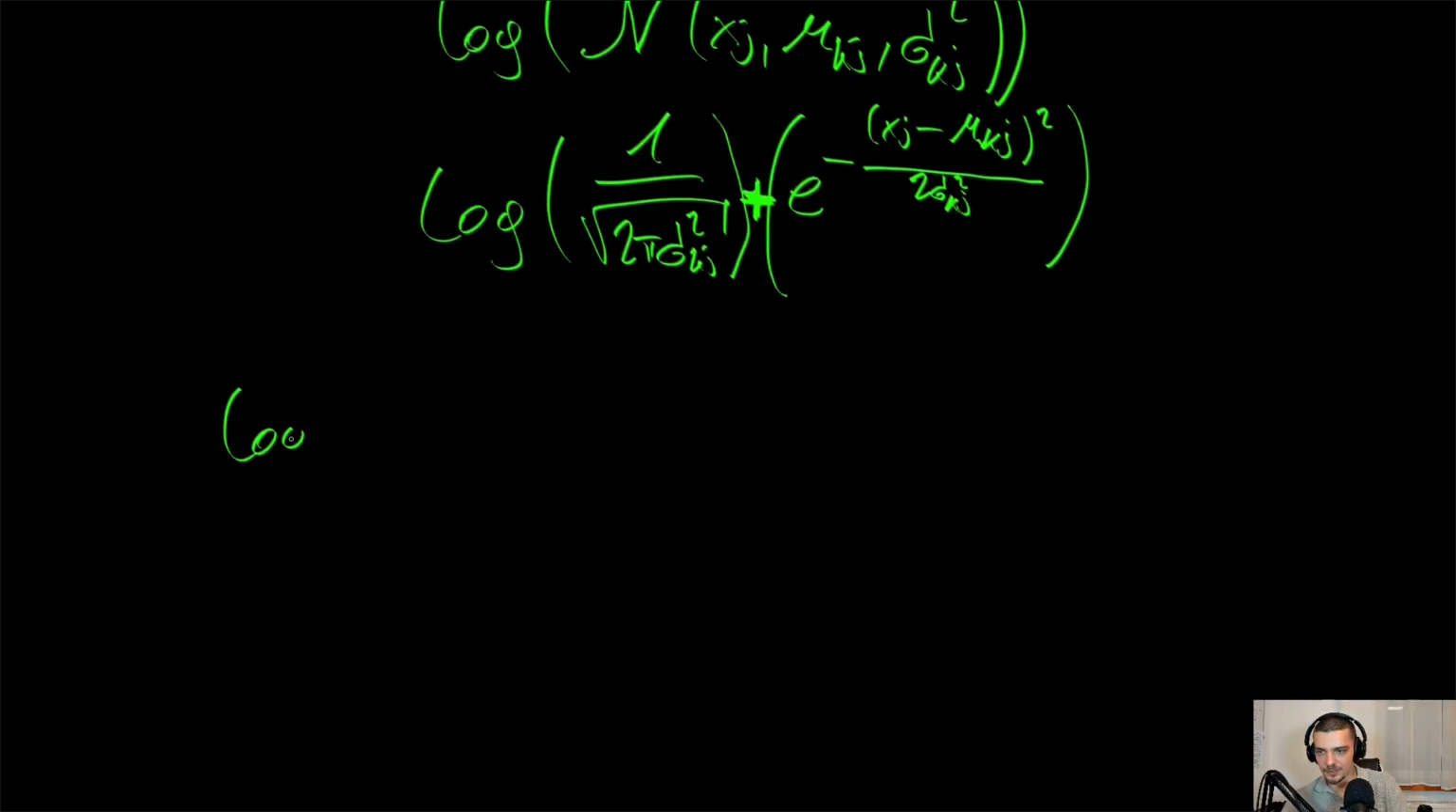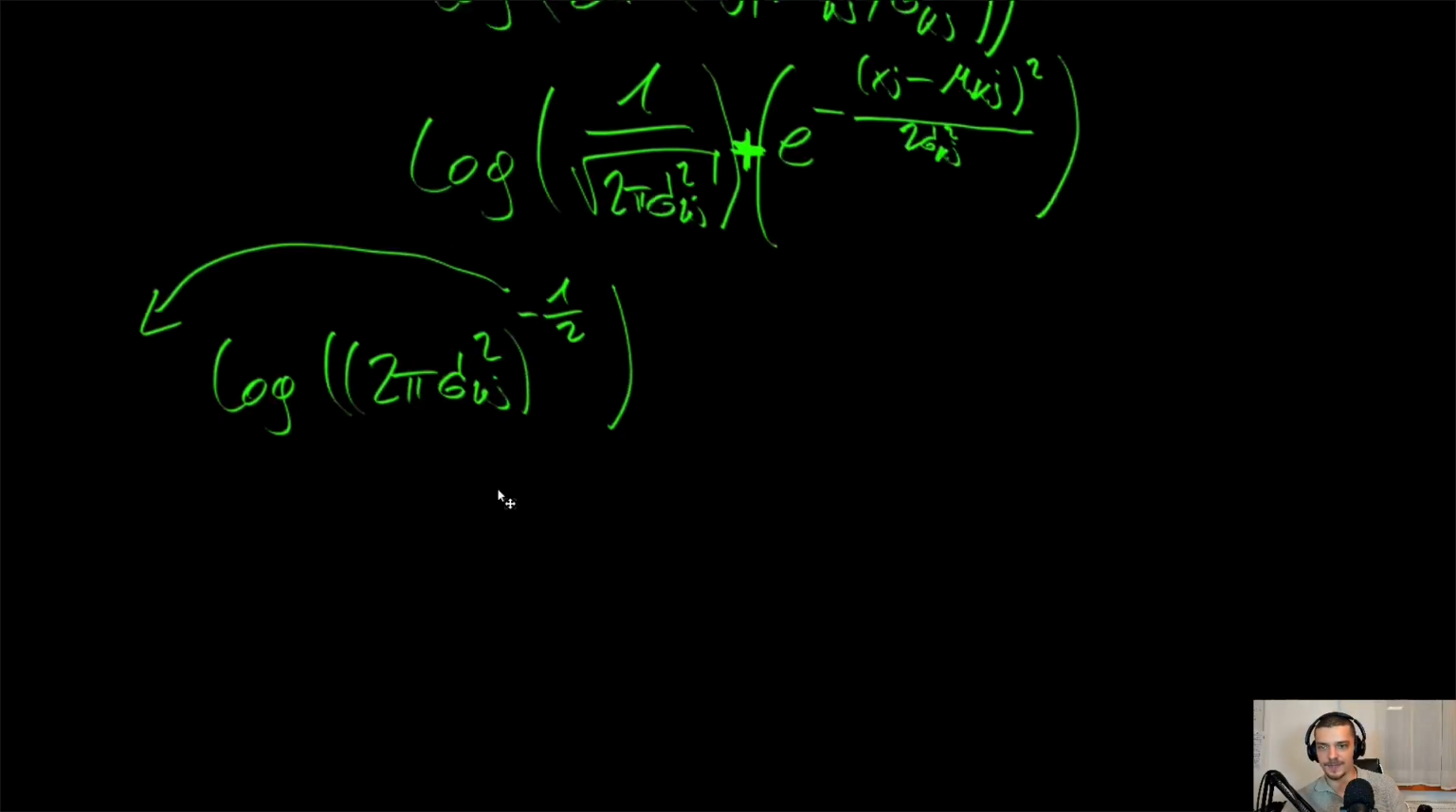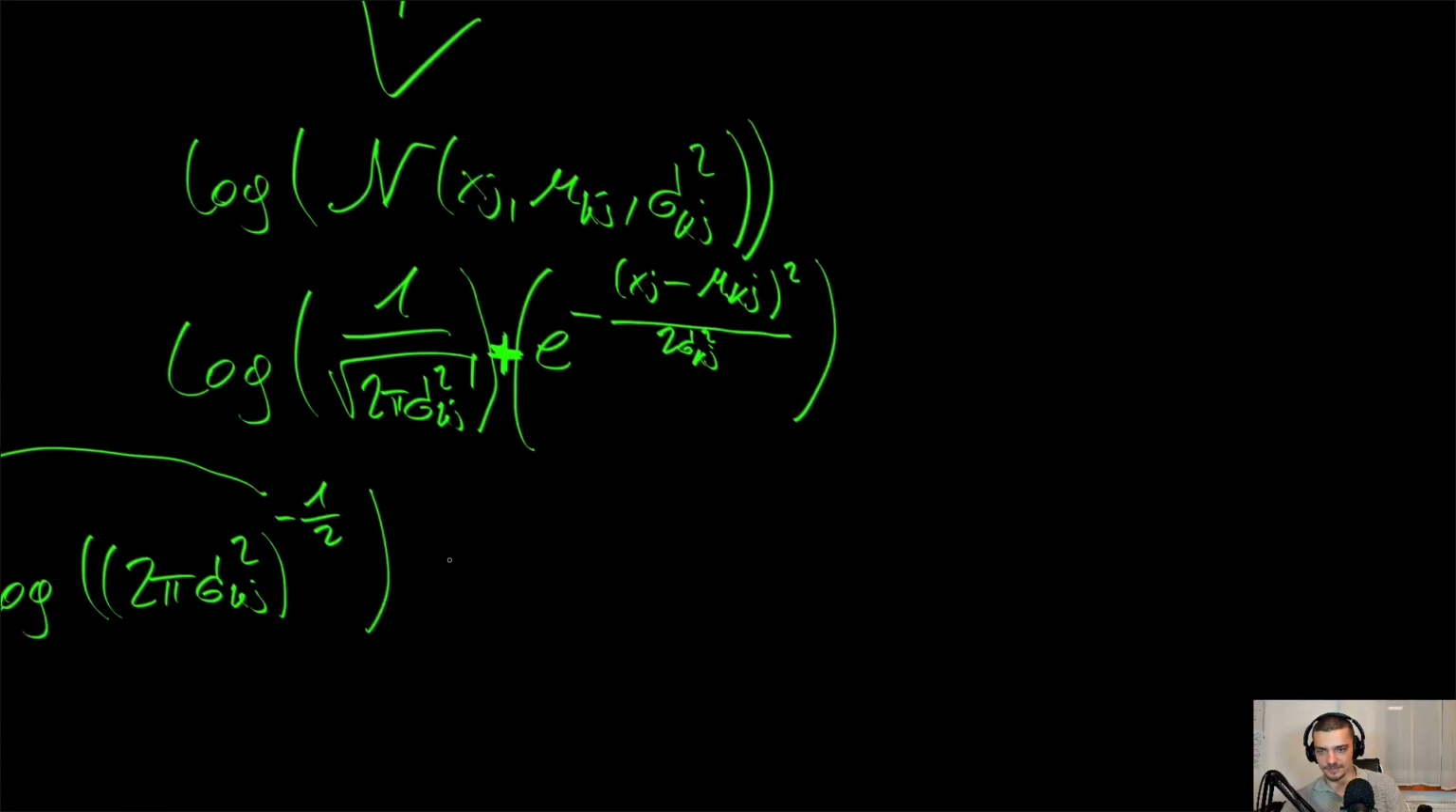So what do we have here? We have the logarithm of 1 over, so that's the same thing as saying 2 pi variance kj to the power of negative 1 over 2. So that is the same thing as 1 over square root, right? And because we have a logarithm, what this means is we can extract this out as a factor. But let's do the right side first here.